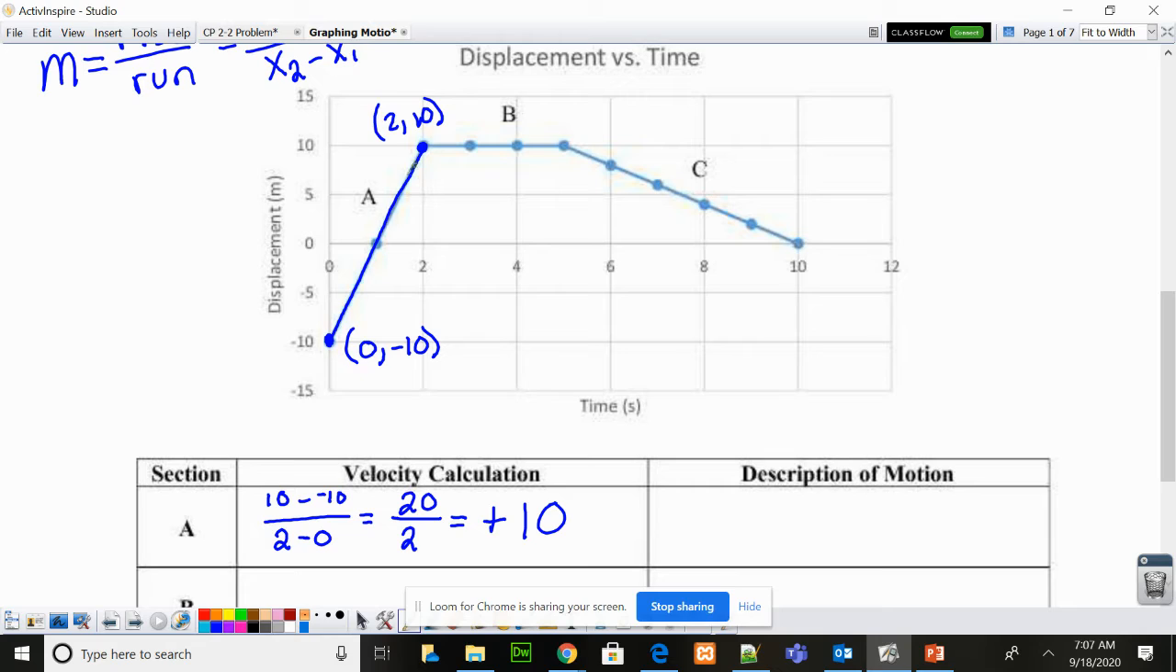And the slope represents the velocity. One way to remember that is if you look at the slope, the x-axis is time in seconds, so on the bottom my units would be seconds. On the y-axis, it's the displacement, and the units are meters. So my units here would be meters per second, and I know that meters per second is a unit for velocity. For the description of motion, we're just going to say we know it's a positive 10 meters per second, so we know it's moving at 10 meters per second to the right.